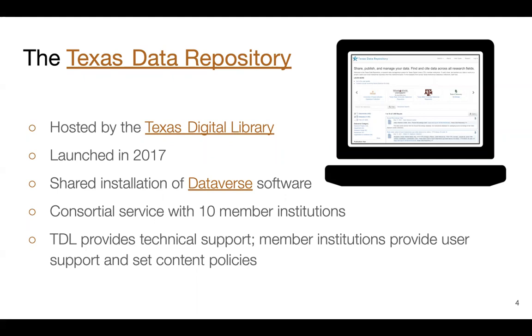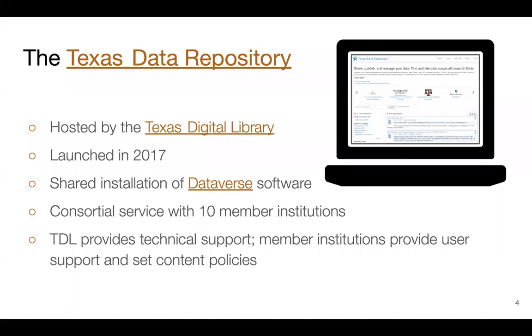The Texas Digital Library launched the Texas Data Repository, or TDR, in 2017 due to a growing need for data publishing options. TDR uses a shared instance of the open source Dataverse software platform, which is developed and used by Harvard University. And TDR currently has 10 member institutions that are participating in this consortial repository service. Each member institution has its own authentication and its own local support person for their community. TDL provides the technical support, including troubleshooting and software updates. And each member institution will provide the local support and controls the way that their collections are managed.